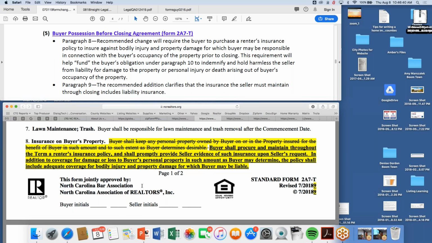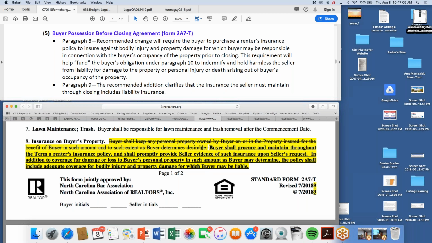So here in number 8, it says buyer shall keep any personal property owned by buyer or in the property insured for the benefit of the buyer in such amount and to such extent as buyer determines desirable. Well, now they've clarified that. They struck that out and said buyer shall procure and maintain throughout the term a renter's insurance policy and shall promptly provide seller evidence of such insurance upon seller's request. So it doesn't say you have to give it to them. It says if the seller asks for it, you're giving it.